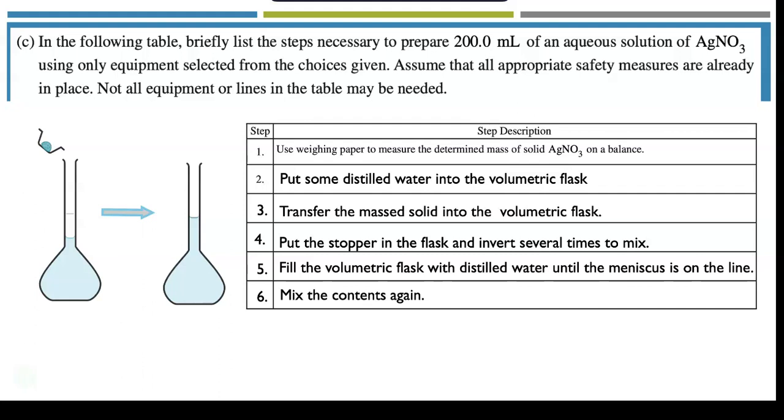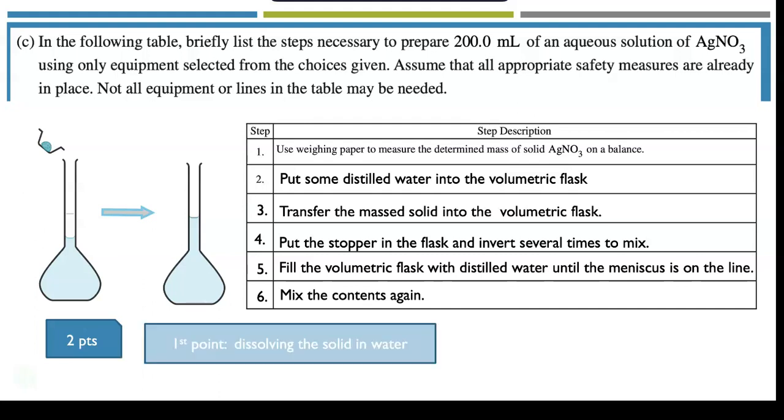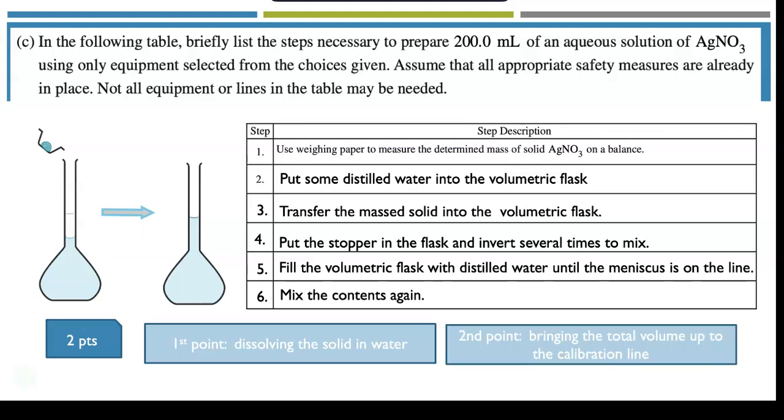This question was scored out of 2 points, and you needed to hit both of them. You needed to make sure that you mentioned dissolving the solid in water, and you needed to mention that you're going to bring the total volume up to the calibration line of the volumetric flask. And if you didn't mention using volumetric glassware here, you weren't going to get full credit.